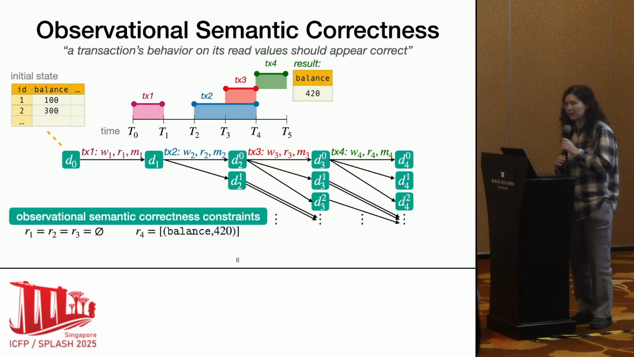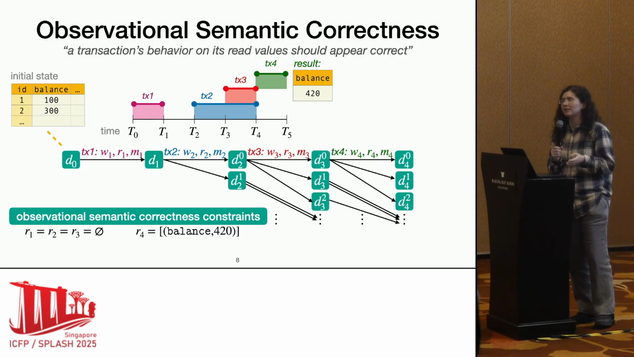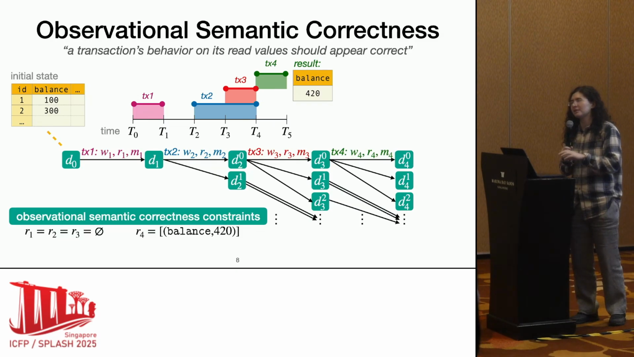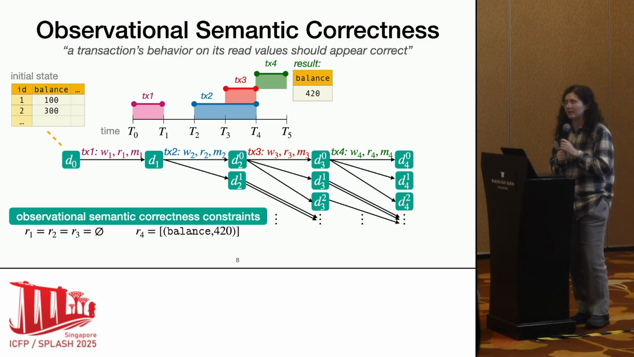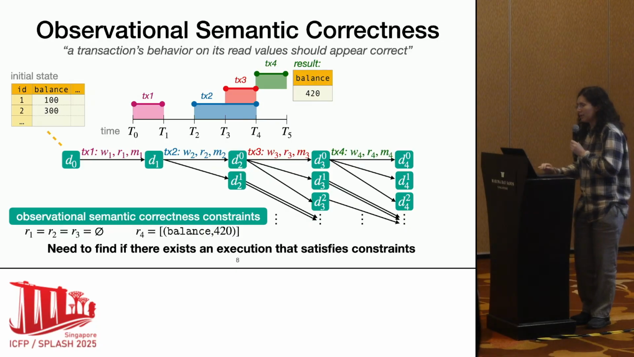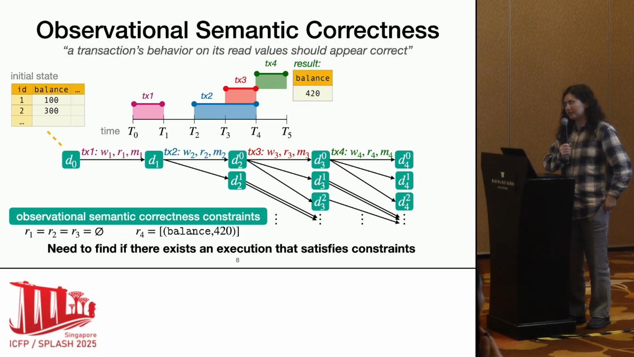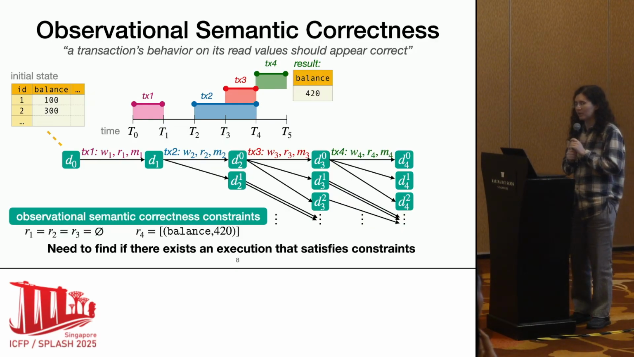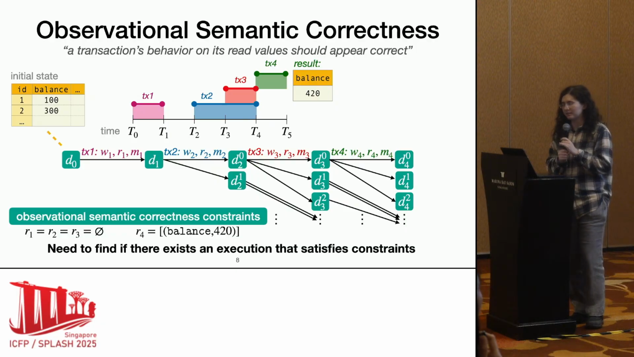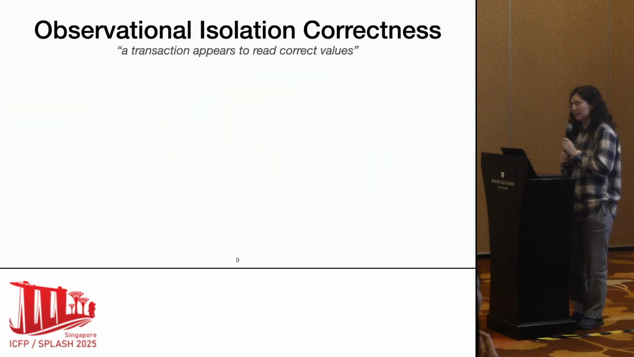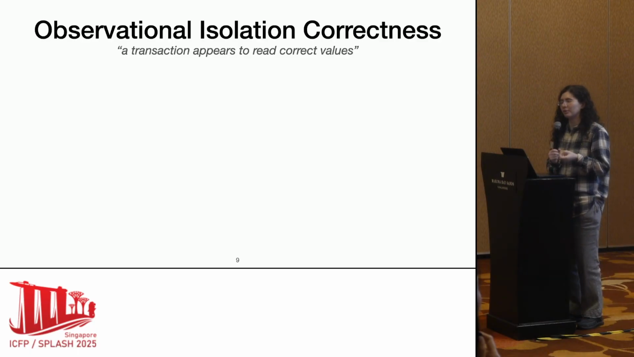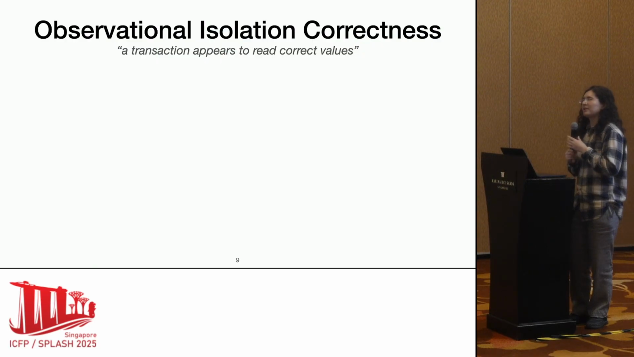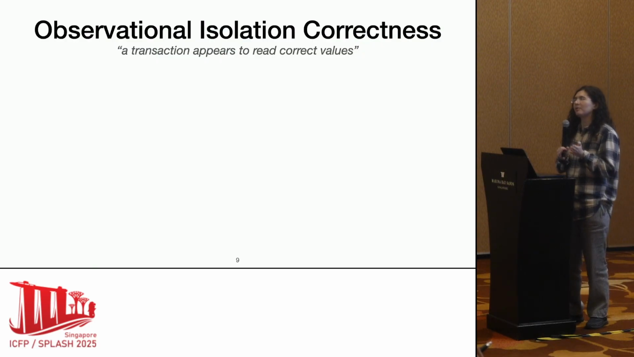Why? Because, well, remember the semantics is non-deterministic, so there could be a different run of the semantics that does have these constraints satisfied. So what we really want to do is find whether there exists an execution of this semantics that satisfies these constraints. And I'll come back to this later, because first I'd like to talk about the missing ingredient for checking observational correctness. So, we've talked about semantics, but what about the isolation level?